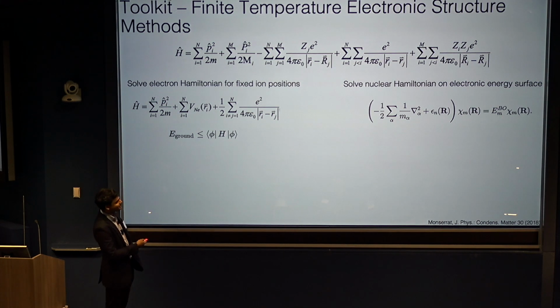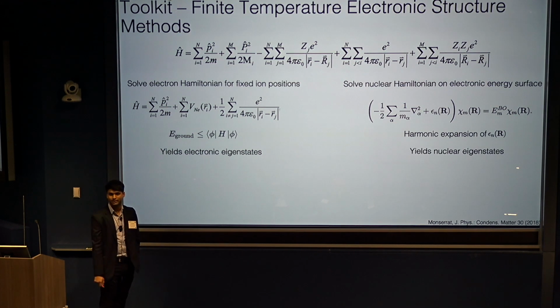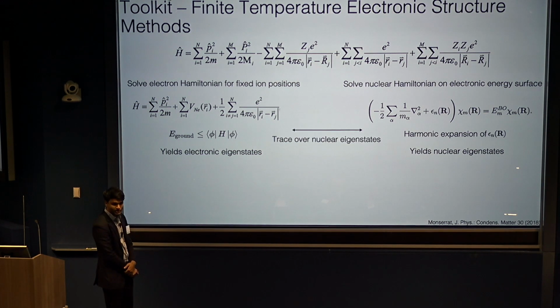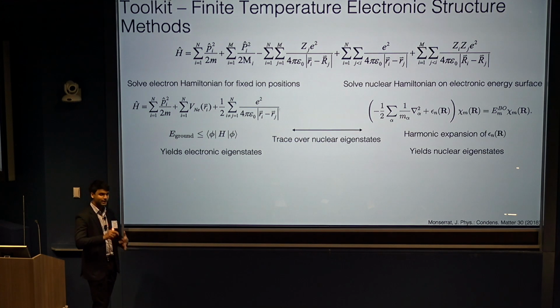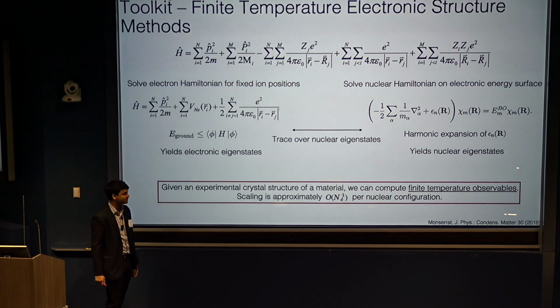And for the nuclear Hamiltonian, what we do is we basically take a harmonic expansion of this, because this is, again, a 3N dimensional energy landscape, which is computationally challenging, and that leads us to nuclear eigenstates, which in the case of a harmonic expansion are the states of a harmonic oscillator, right? So Hermite polynomials. And with these two bits of toolkit, we can put them together, because the right-hand side gives us a probability density for the different nuclear configurations in our system. And for each of them, we can solve the electronic eigenstates and basically trace over the different nuclear configurations.